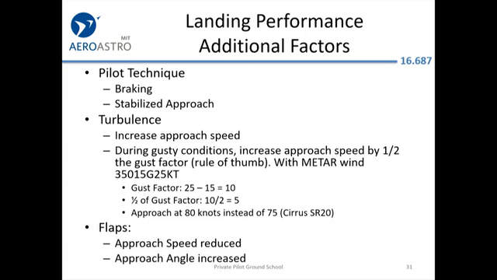In turbulence, you usually will increase your approach speed, which means you're going to chew up more runway. You're supposed to add half the gust factor as a rule of thumb. So if the wind is 15 gusting 25, you're going to speed up your approach by 5 knots. And I've got the numbers here for the Cirrus. 75 is kind of a good overall number, and then you'll beef it up to 80. But that means, unless it really is a headwind when you're landing, you're going to chew up a little more runway than expected.